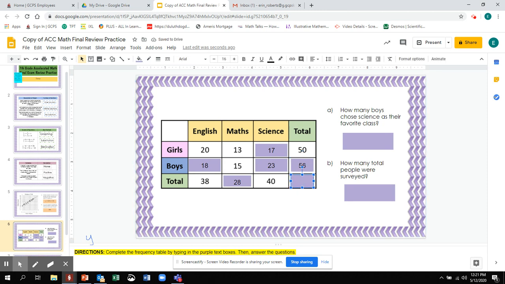Now for my total, this is the total number of people surveyed. I know that I had surveyed 50 girls and 56 boys, so that means I surveyed a total of 106 students.